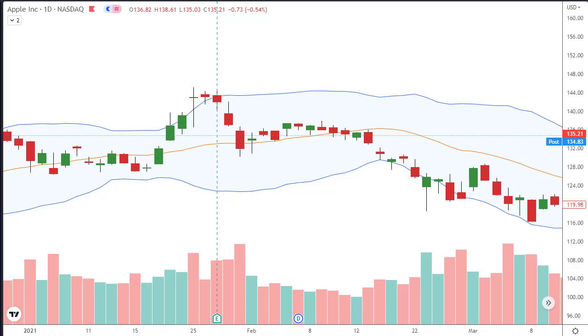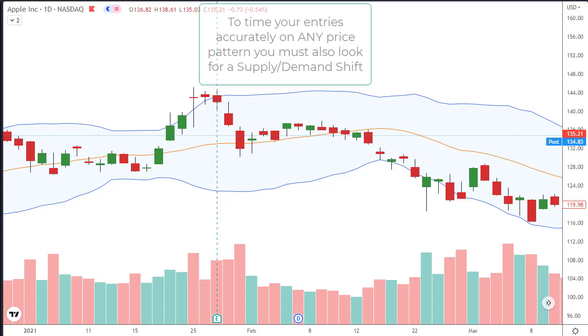You have to add one more thing, and that one more thing is actually more important than price structure, and that thing is supply-demand shift. Because really all that makes prices go up is more demand than supply, and what makes prices come down is more supply than demand. So we have to add that to the equation here. Let me show you something interesting.